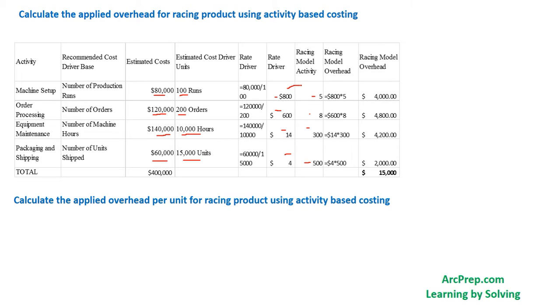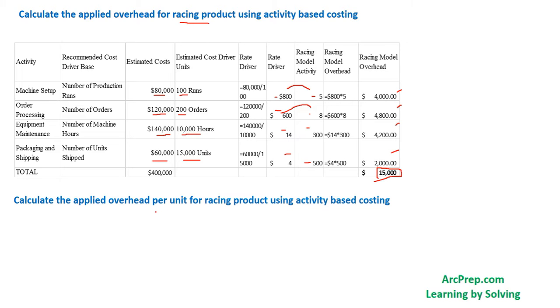Then all I need to do is multiply these two, rate by the activity for that specific product. $800 by 5, $600 by 8, $14 by 300, and $4 by 500. I get the multiplications right here. And if I add them up, that is going to give me $15,000. That is the applied overhead under activity-based costing for the racing product.